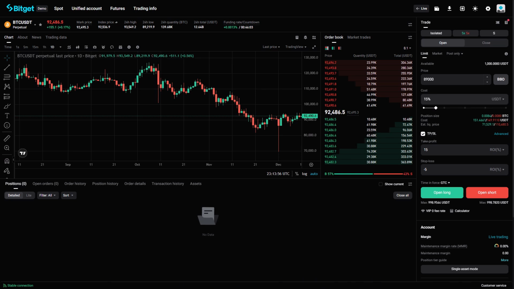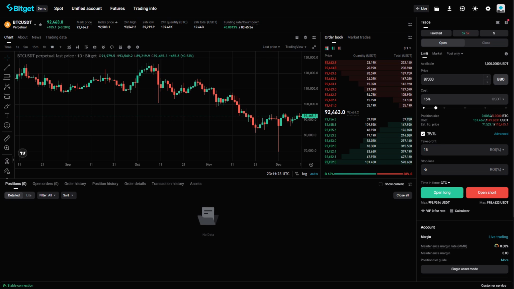Here's a golden rule. Your potential reward should always be bigger than your potential risk. Ideally, you want at least a 2-to-1 or 3-to-1 risk to reward ratio. In the example I just gave, you are risking negative 5% ROI to potentially make plus 15% ROI. That is a 3-to-1 ratio, which is excellent. Even if you only win 40 to 50% of your trades, you can still be profitable over time.